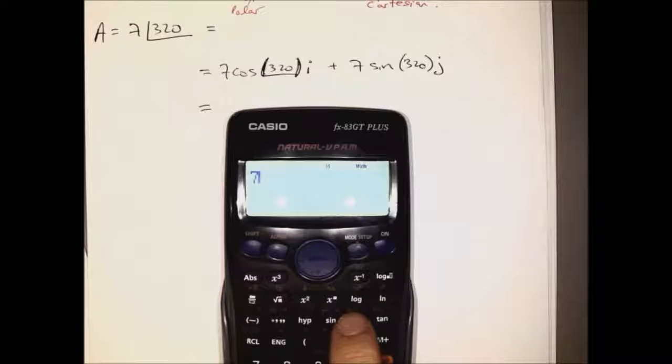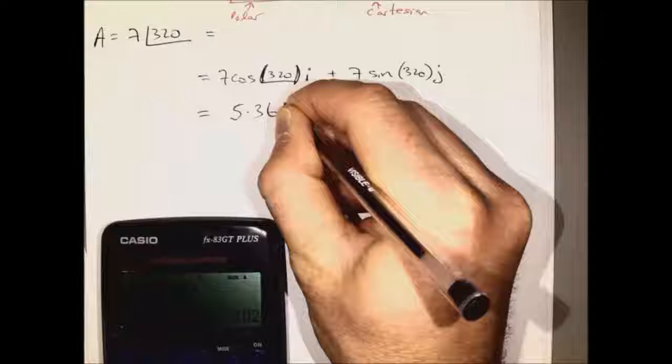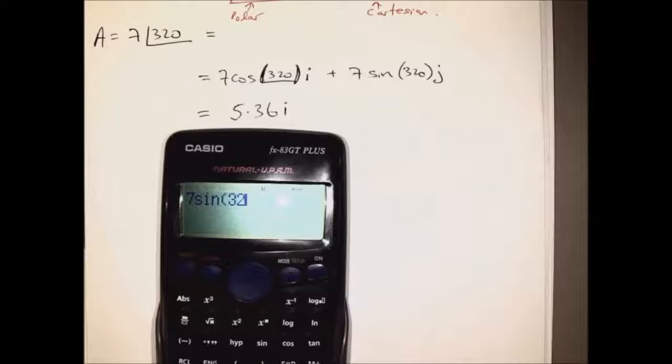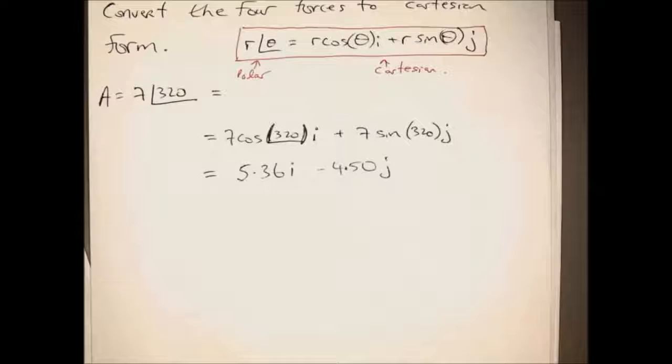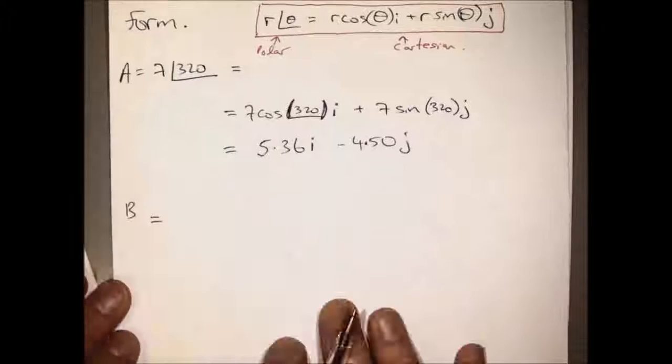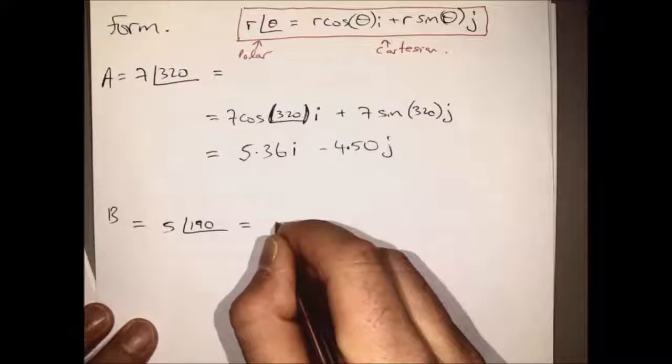And we'll get so many I and so many J. So we have 5.36 I plus, minus 4.5 J. So that's it there. That's force A now in Cartesian form, like coordinates on a map, like X and Y coordinates, for example.